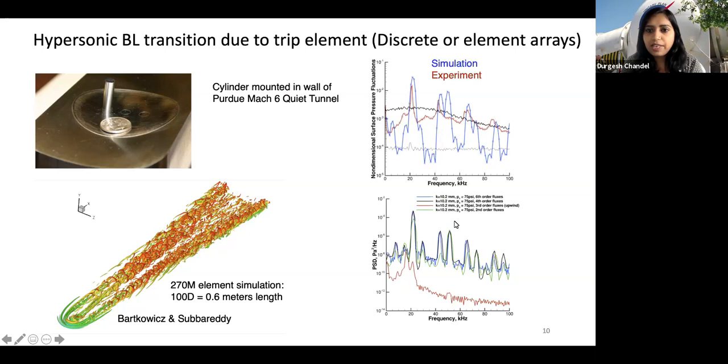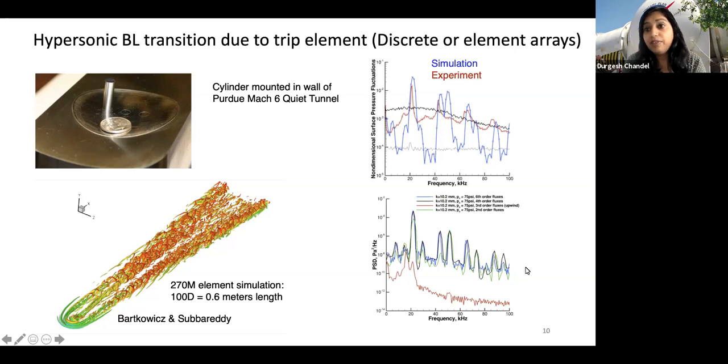And just for comparison, the lower plot shows the power spectral density as a function of frequency. The four different lines are solutions obtained using higher order fluxes: second, fourth, and sixth order KEC versus third order upwind flux scheme. And you see that the upwind flux scheme is predicting a completely different PSD.